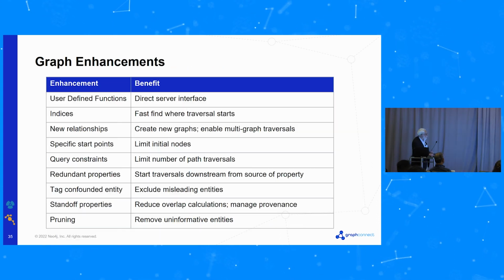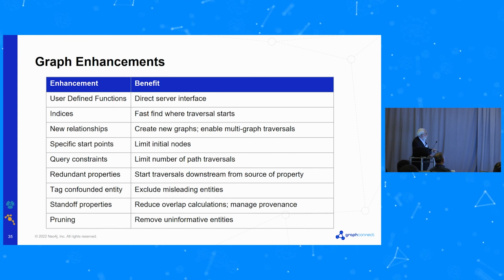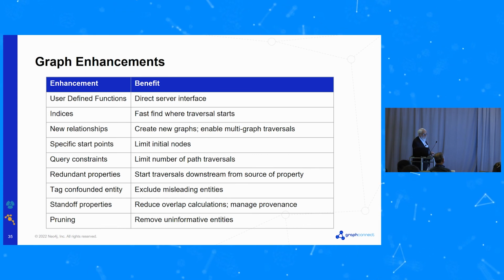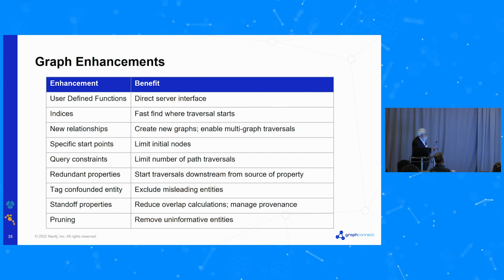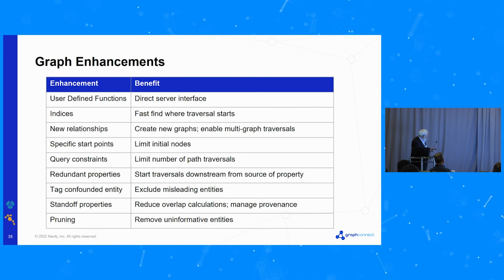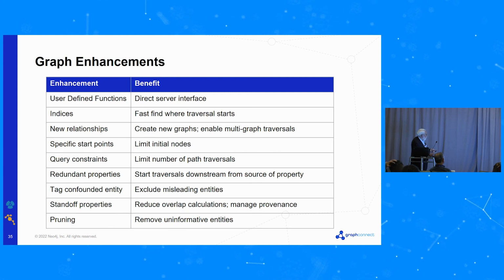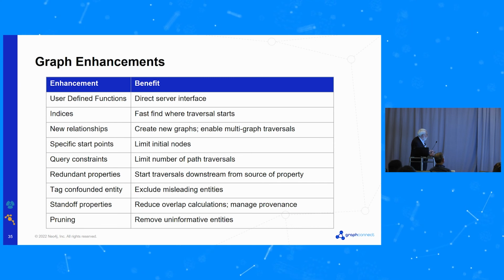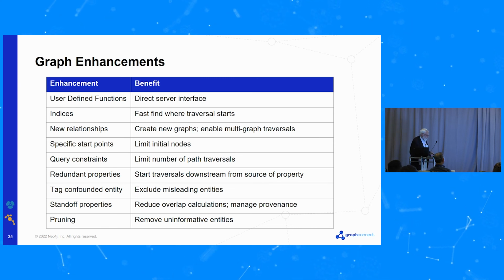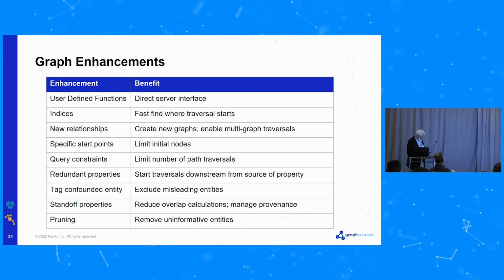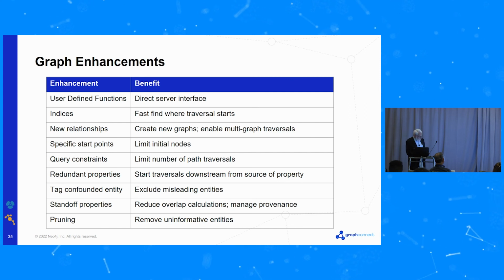So lastly, I want to just talk about, we've done a whole lot of things to optimize the schema. And this is kind of the secret sauce and the magic of this. We use indexes, obviously. We have the user-defined functions. We create new relationships to facilitate the traversals. We have ways of limiting the start position of those queries with redundant properties and things like that. So there's a lot of things that we try to do to optimize the schema itself.